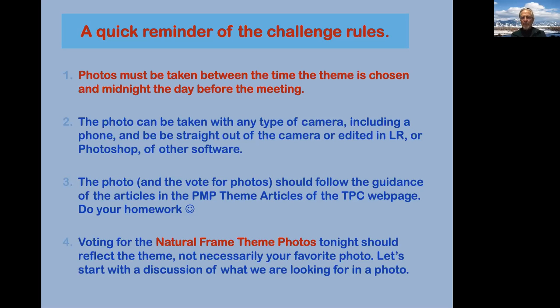Voting for the natural frame theme photo tonight should reflect the theme, not necessarily your favorite photo. And that's why I want to take a few minutes to talk about that theme, what you learned maybe from your own personal experience, or what you learned from reading the articles that were on the TPC website. So let's start with the discussion of that.